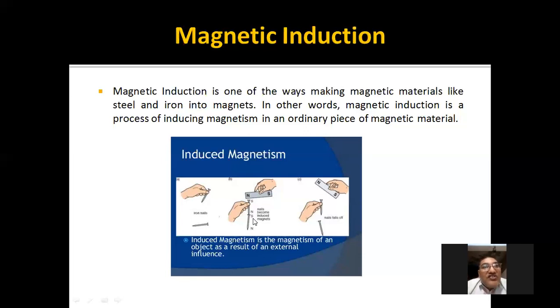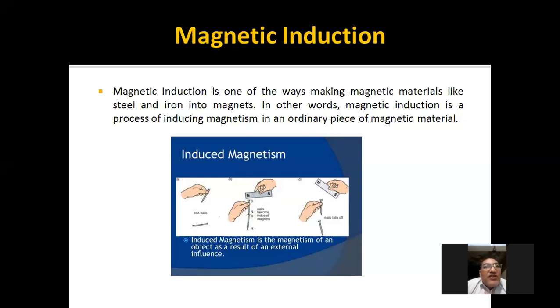So this is called magnetic induction. You have a magnetic material, you bring it near a magnet, and that magnetic material also starts behaving like a magnet, and it will continue behaving like a magnet for as long as that bar magnet is there.